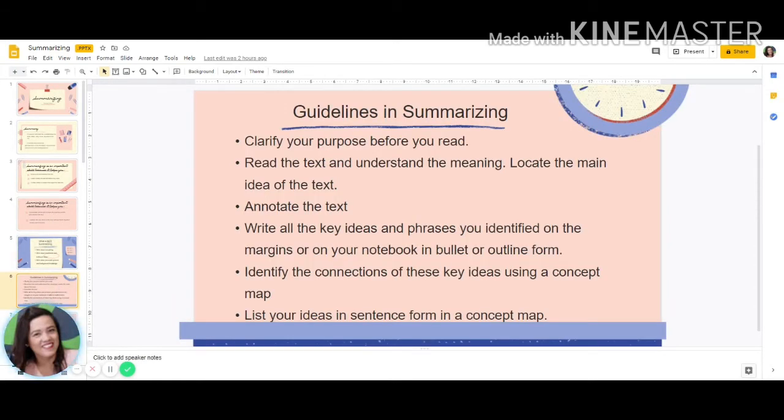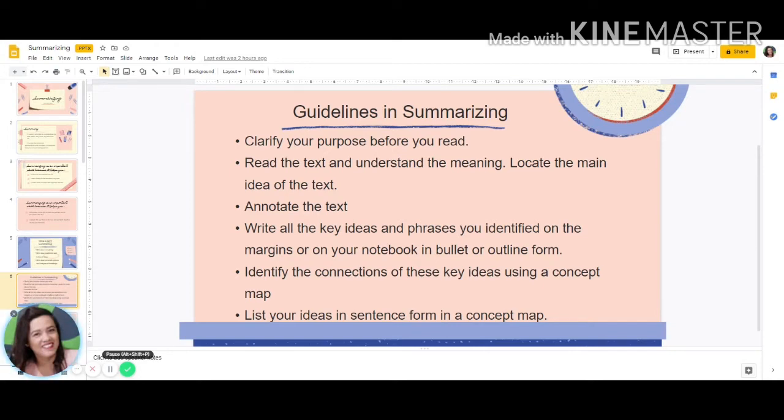The following are guidelines in summarizing. So, what do we consider when we write a summary? These are the following guidelines. First, clarify your purpose before you read. It is important to clarify your purpose before you read so that you will know what to take down notes and you will also know what to focus on in the text that you're reading.